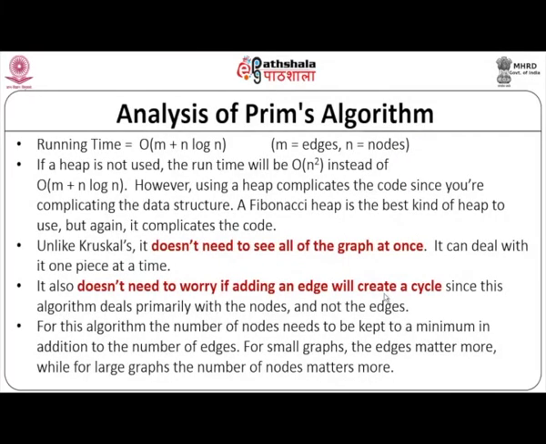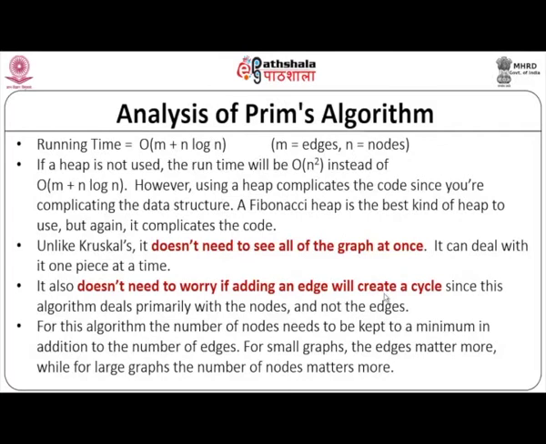Okay. So, how do we analyze Prim's algorithm? The running time is of the order of m plus n log n, where m is the number of edges of the original graph and n is the number of nodes. Now, you could use a heap, we have already seen what a heap is. You could use a heap for finding the edges with the least values. However, using a heap complicates the code, since you use a complicated data structure. Fibonacci heap is the best kind of heap to use, but again it complicates the code. So, it is much more complicated to do, but if the number of edges and nodes are very high, it is worth going for that.